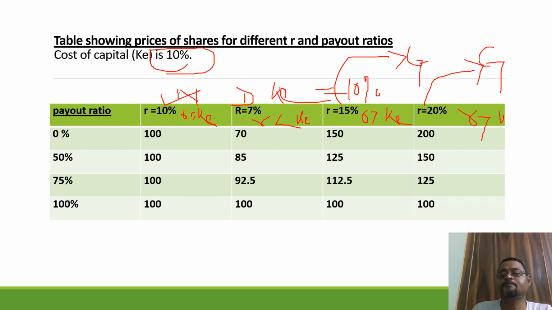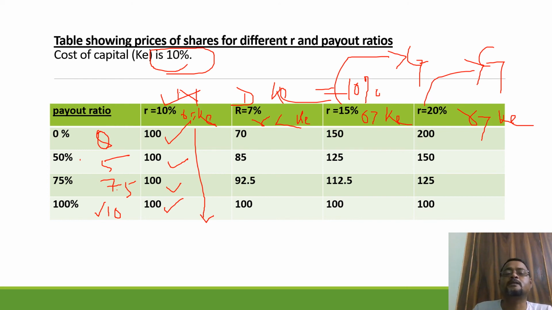You can see that when R is equal to KE, stock prices have remained similar and constant at $100. So whether you pay 0% dividend or 5, so payout ratio is 0, 5, 7.5, and 10. So whether we pay zero dividend or the highest dividend of 10 per share, stock prices remain the same. So dividend policy doesn't matter for a normal firm under Walter's model.